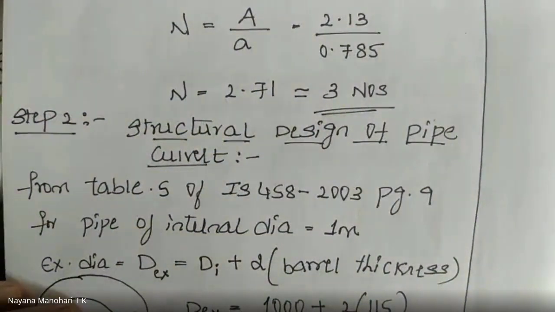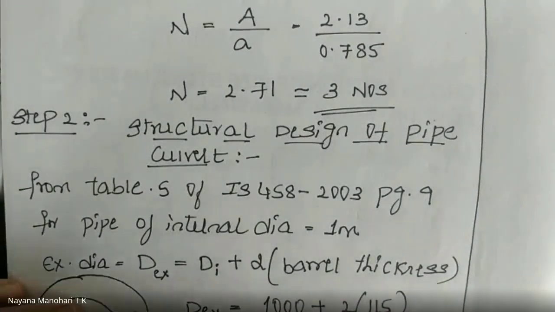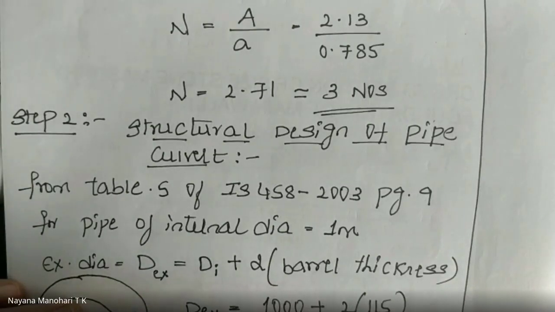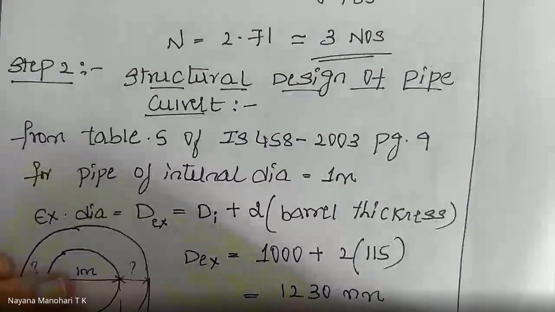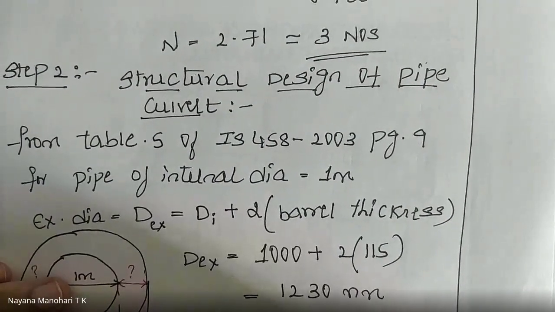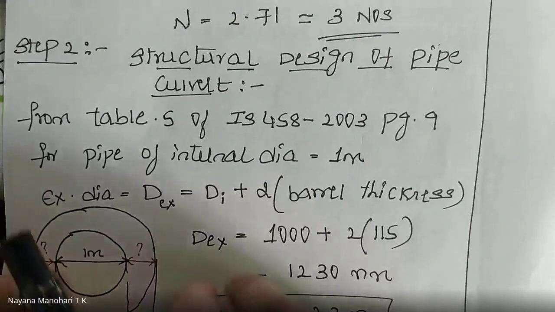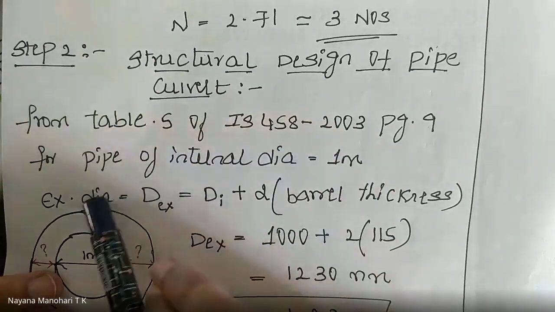Structural design, in this sense, means you need to calculate the load coming on that particular pipe culvert, and also the area of reinforcement you need to provide for it. That is the structural design of the pipe culvert. To calculate that, you know the formula. I'll explain the design procedure, from table 5 of IS 458 2003, page number 9.